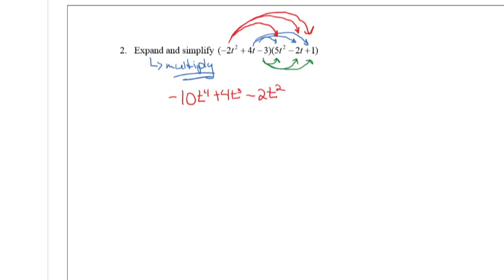Now I'm going to go to my middle term in my first set, the 4t, the blue one here. I'm going to multiply the blue one by everything in the second set of brackets. So 4t times 5t is going to give us positive 20t cubed. 4t times negative 2t is going to give us negative 8t squared. And 4t times positive 1 is going to give us positive 4t.